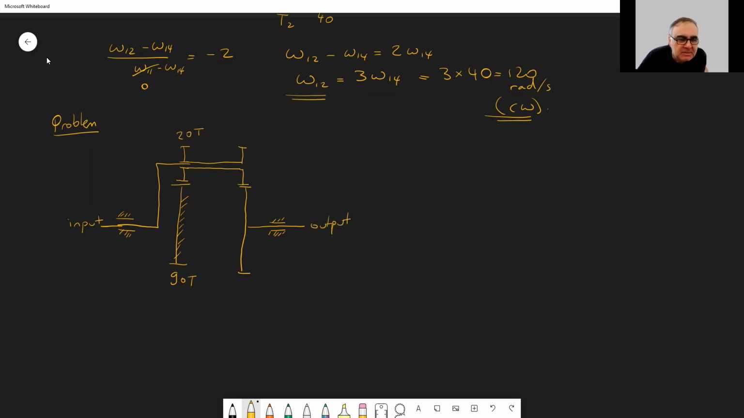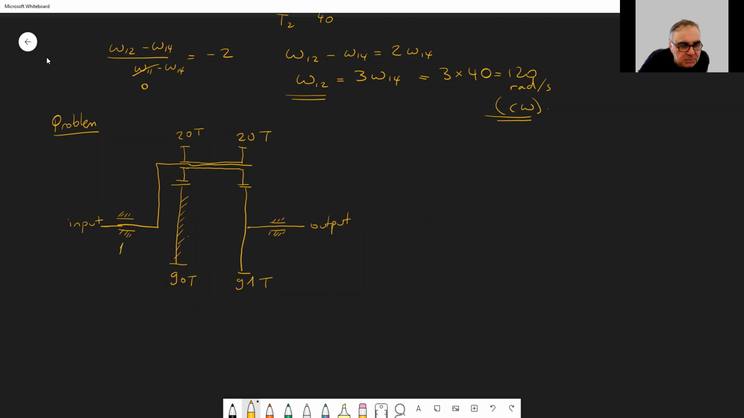Okay. This is again 20 teeth. And strangely, this has 91 teeth. Okay. And this input shaft goes on like this. I guess you understand what is going on here.